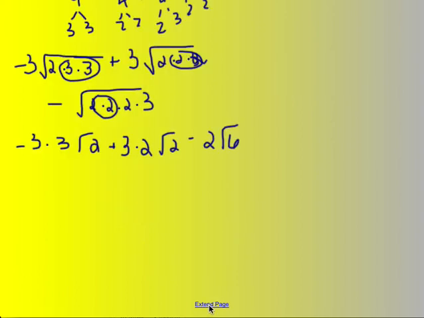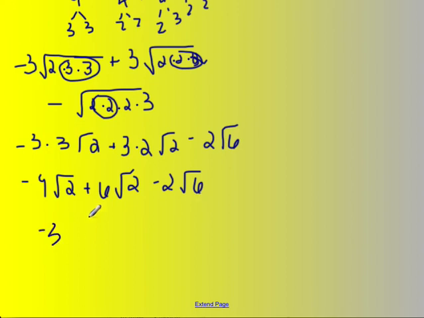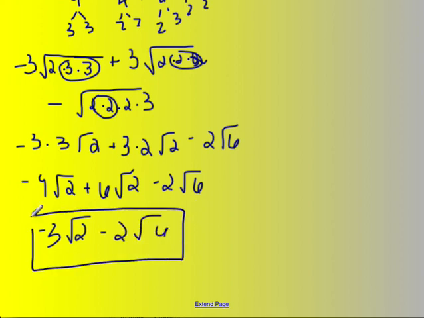So then I'm going to have negative 3 times 3 is negative 9 square root of 2 plus 6 square root of 2 minus 2 square root of 6. So all I can do right now is add the terms that are alike. Okay, so all I can do is add those two square root of 2 terms. So negative 9 plus 6 is negative 3. So I have negative 3 square root of 2 minus 2 square root of 6. So that's my final answer for number 12.